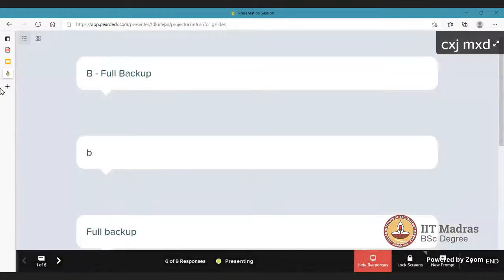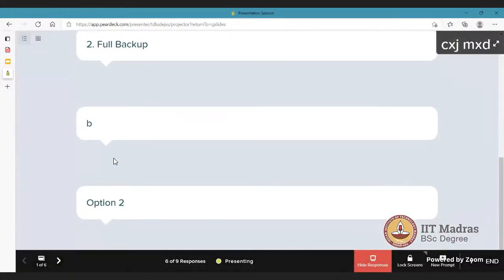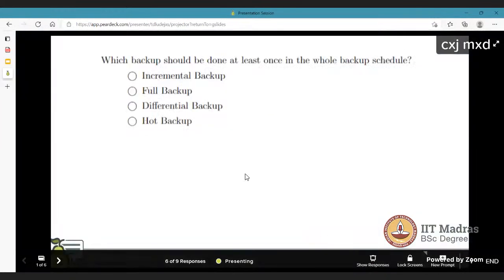Okay, so full backup, yeah, that's right. Can anybody unmute and provide a reason why full backup needs to be done once in the whole backup schedule? Anyone? Would anybody like to volunteer why full backup is required?